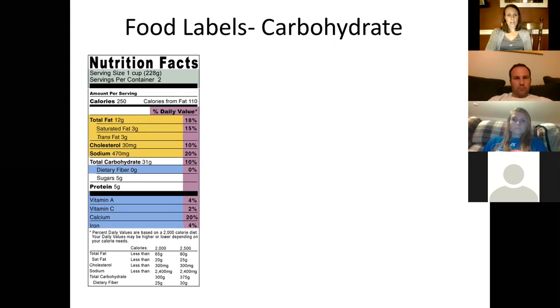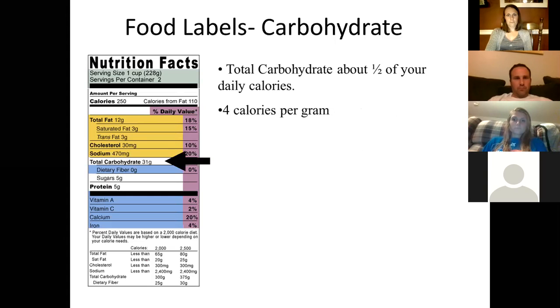Let's move on to carbohydrates. Carbohydrates should make up about half of your daily calories. If you're really active, you probably need a little bit more. But we're going to get 4 calories per gram of carbohydrate. So if we took a look at this food label and we multiplied our 31 grams of carbohydrate times 4, that contributes to our total calories.